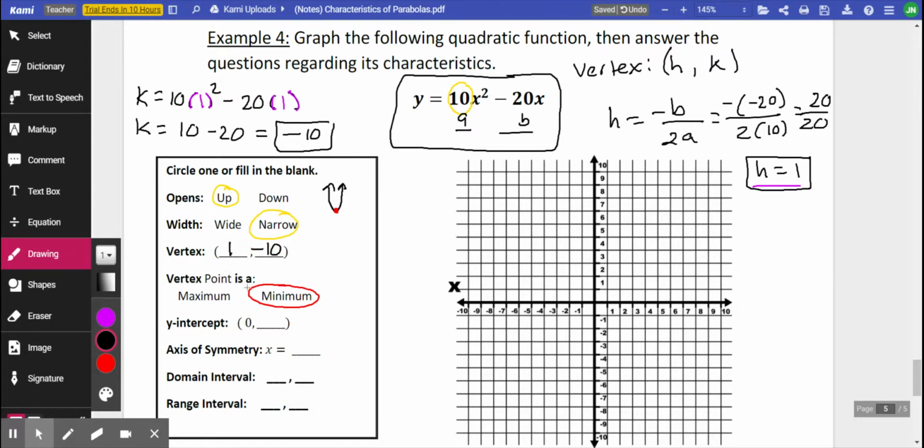The y-intercept: to find the y-intercept, we set x equal to 0. If I set x equal to 0, everything goes away. So therefore my y-intercept will be at 0 comma 0.